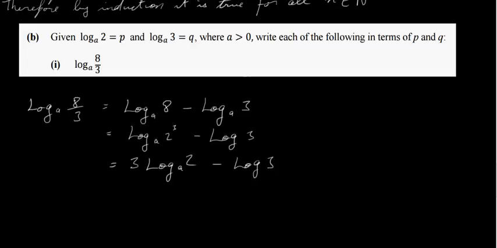And really that's it now. We know that log 2 to the base a is p. So instead of this part here, we can just write in p. And instead of log 3 here, I should have a base a there as well, by the way. There should be a base a here and a base a here. So instead of this here, we can just write in q. So let's just replace those. So we have 3 times p minus q. So we're just asked to write each of the following in terms of p and q, which we have done here. 3p minus q.